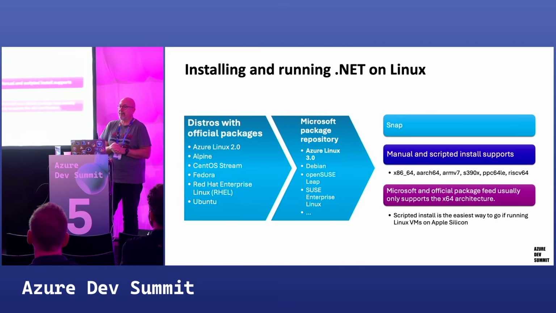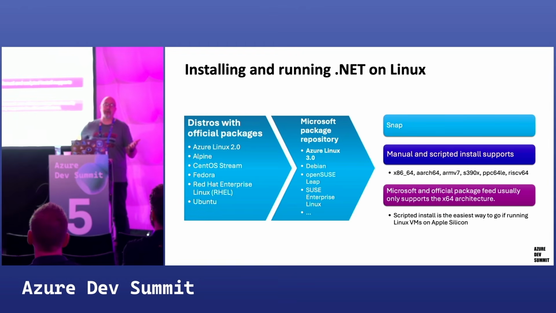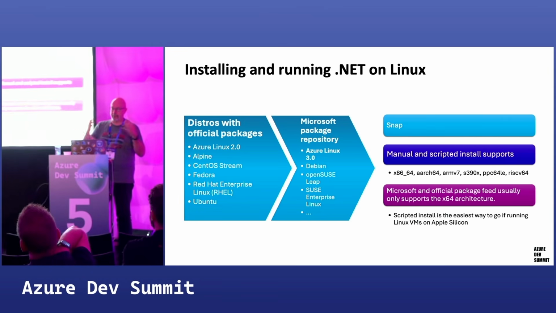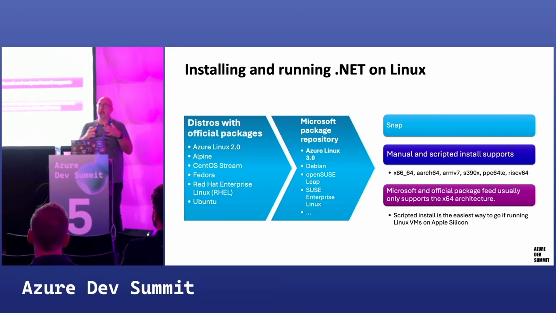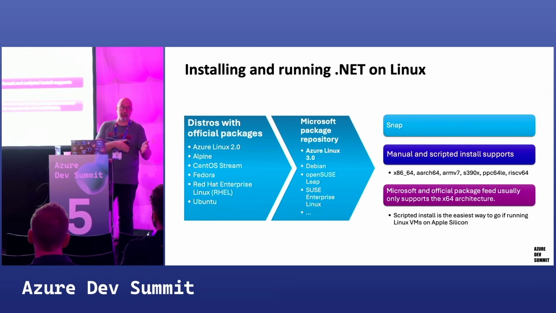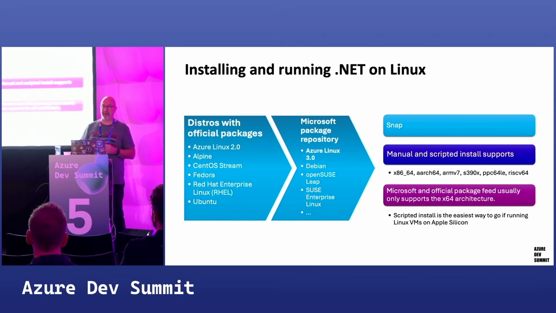First of all, .NET has been running on Linux for quite some time. You can install it in several ways. There are a bunch of distros that have .NET packages as part of their package feeds. There's a Microsoft package repository where additional distros and versions are supported. There are snap packages, and there is a lot of support for manual and scripted installations. Some of those package feeds don't support ARM architectures; typically they do have packages for x64 Intel processor architectures. In my case, I'm running Linux on a Mac, but on ARM CPUs, so I need to do some scripting, which is very simple. I will show you in a second.